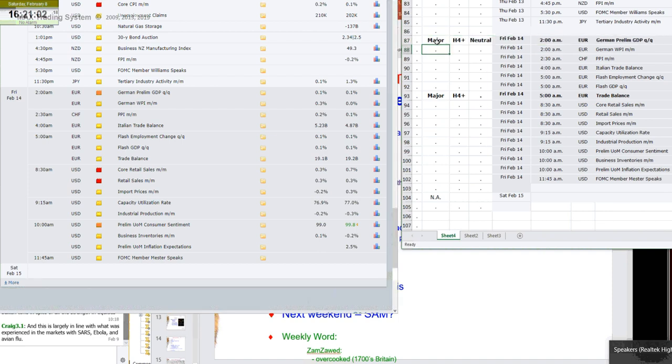We have for the Euro the flash GDP quarter over quarter, major, higher time frame neutral. We have the Euro trade balance, major, higher time frame neutral. We have the US dollar core retail sales month over month, major, bearish. We have the US dollar retail sales month over month, major, and let's see, neutral.